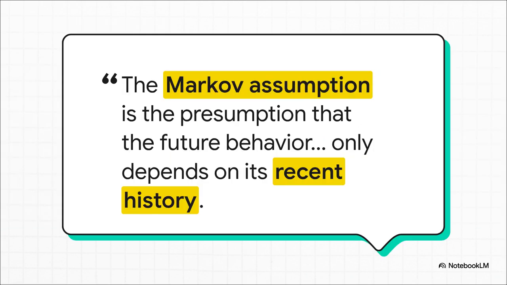Now you might be wondering, why not just look at all the previous words? And the answer is, it's computationally impossible. And that's where this brilliant mathematical shortcut comes in, called the Markov assumption. It's a simple but profound idea. The future behavior only depends on its recent history. It means to predict the next word, we don't need the entire novel that came before it. We just need the last few words. This is a massive engineering trade-off. We're sacrificing perfect long-range memory for a model that's actually fast and practical enough to build.